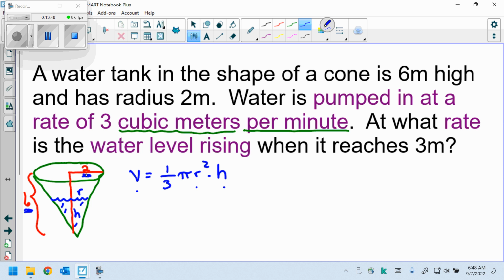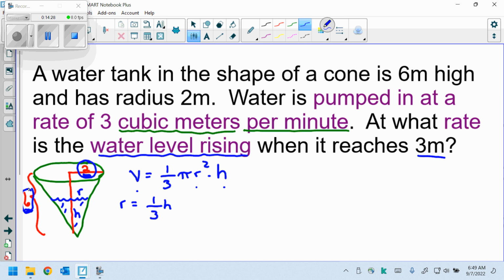I think the height is the more important of these 2 variables, because at what rate is the water level rising? At what rate is the height changing when the height is at 3 meters? So I'd like to get rid of that radius and retain h if I can. And I see that the radius is always 1/3 of the height. The radius is 1/3 of the height. Since this is a nice symmetric cone, that relationship is always going to hold.